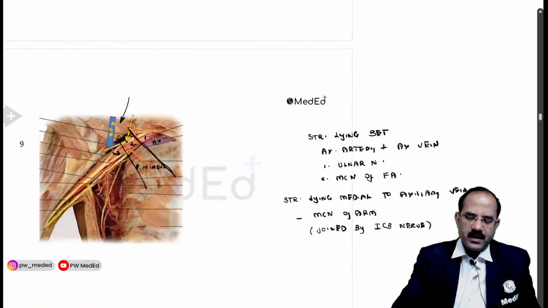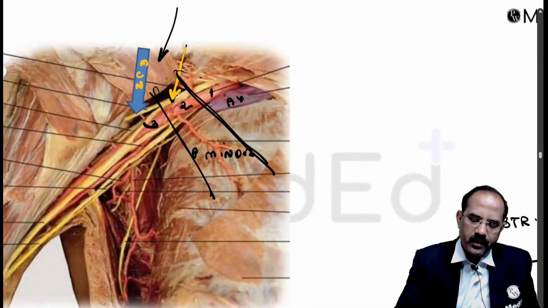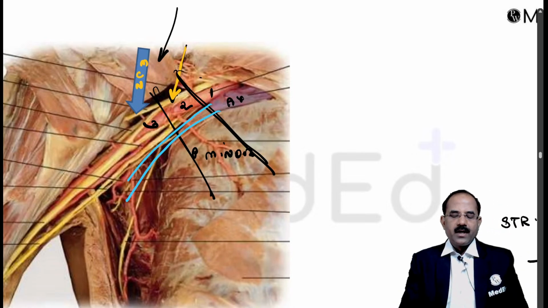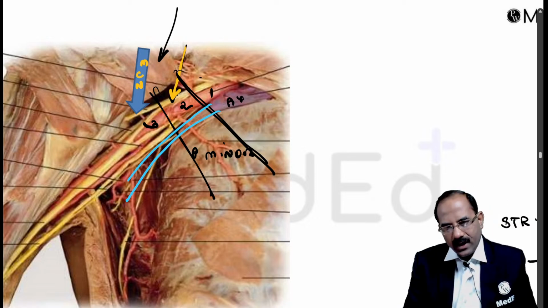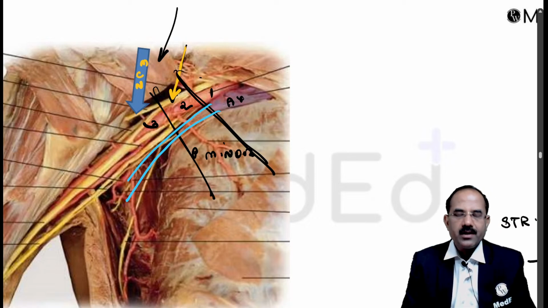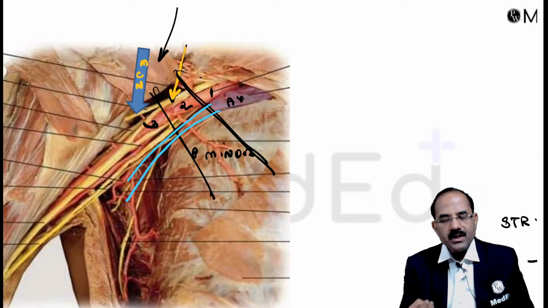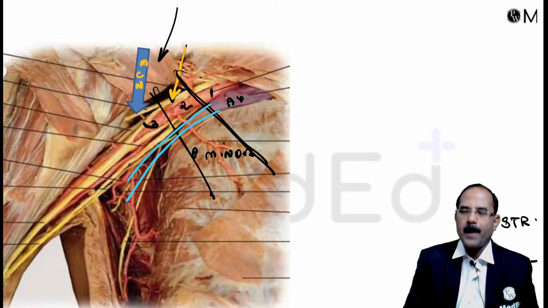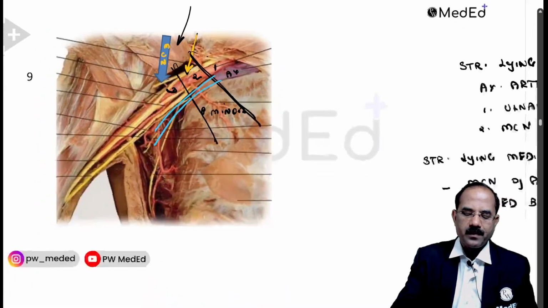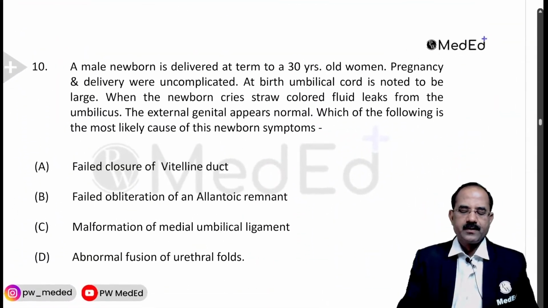Just try to understand this. Where is the vein here? He has not drawn the vein. I'll make the vein for you. This is the vein. So what lies between the axillary artery and the vein? There are two structures. One is the ulnar nerve, and the other is the medial cutaneous nerve of forearm. And which nerve lies medial to the axillary vein? That's the medial cutaneous nerve of arm. Okay? Just understand that. See the next MCQ.